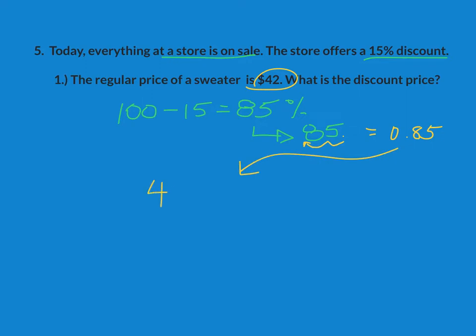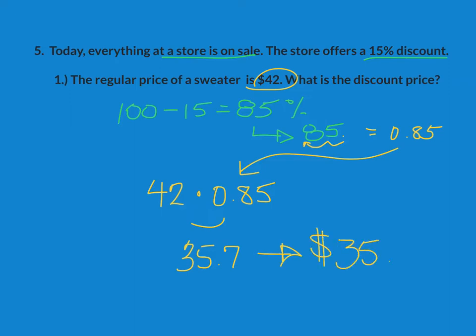So I've got $42 times 0.85. Feel free to put that right in your calculator, and you should get the answer of 35.7. But this, of course, is money, so you should be writing it as such, so it should be $35.70.